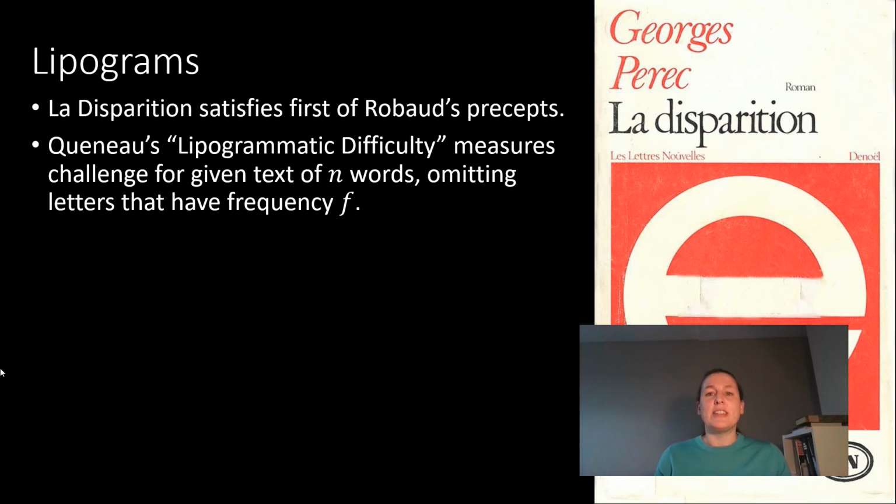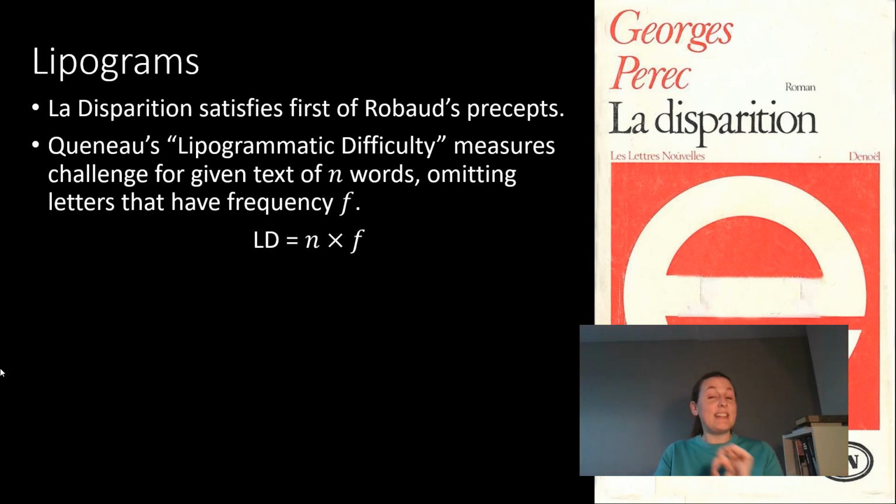So you have a frequency which you can measure in your preferred language. And then what Queneau said is that if you multiply this by the number of words in your text, words are easier to count than letters, right? I think this is why. Then you get the lipogrammatic difficulty of that text, how hard it is to construct. So for a text of n words, where the frequency of the letter or letters omitted is f, n times f would be your lipogrammatic difficulty.